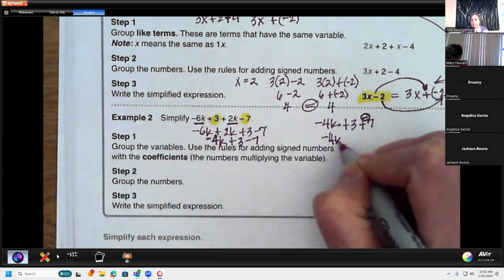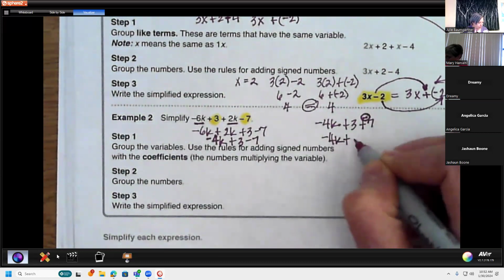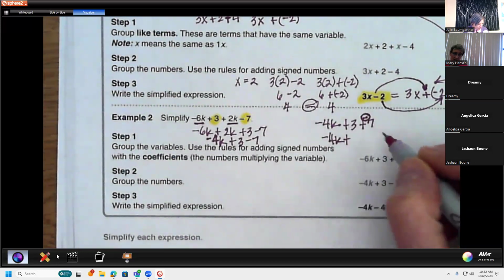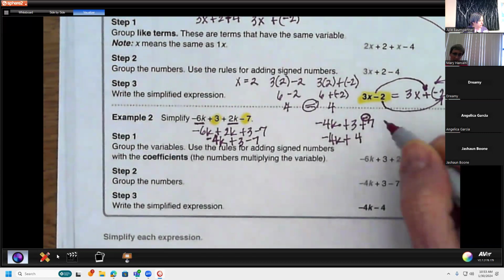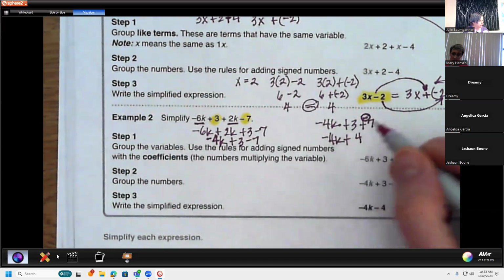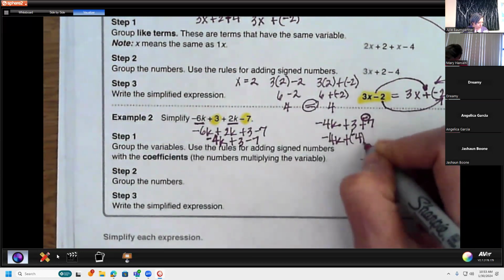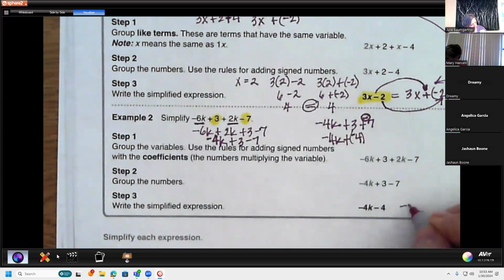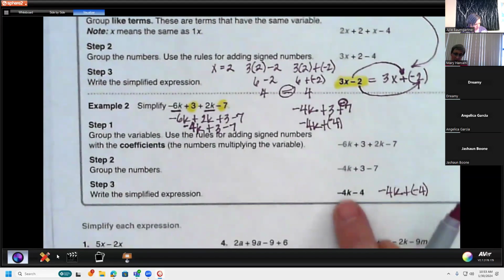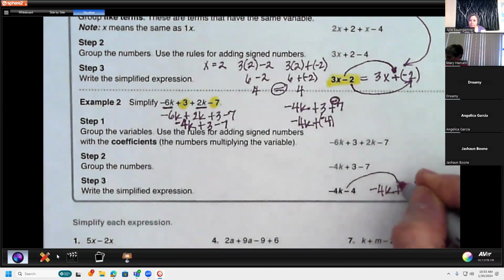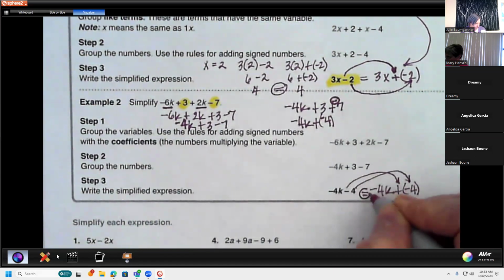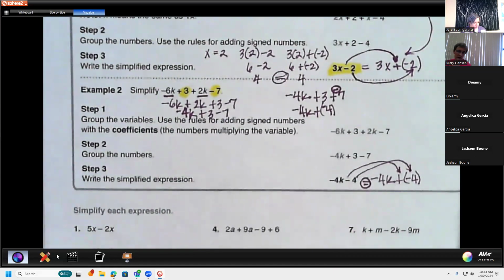And now I have negative 4k, 3 plus negative 7. The signs are different. And so I subtract them. I keep the sign of the larger number. 7's larger than 3, and so I have a negative 4. And once again, negative 4k minus 4, I can change that subtract to add, and the 4 to a negative 4, and so these two expressions would be considered equal or equivalent.